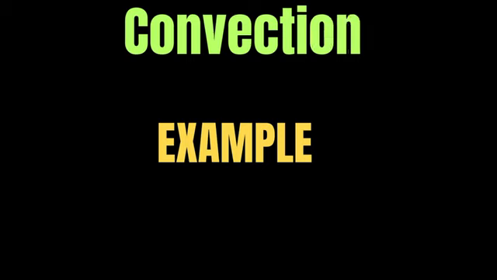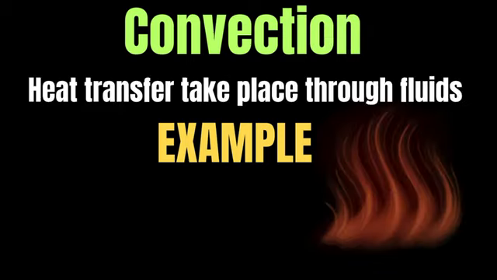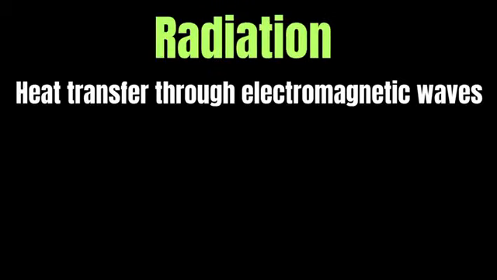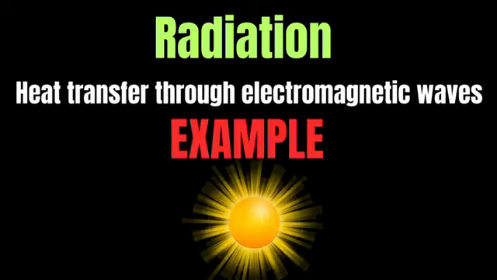In this case, heat transfer takes place through fluids. To understand it, you can take the example of warm air rising in a room. Now, moving towards radiation, keep in mind that in radiation, heat transfer takes place through electromagnetic waves. We can take a very common example to understand it: sunlight, which is warming our Earth. In this case, the rays of the sun are coming towards Earth by the radiation phenomenon.